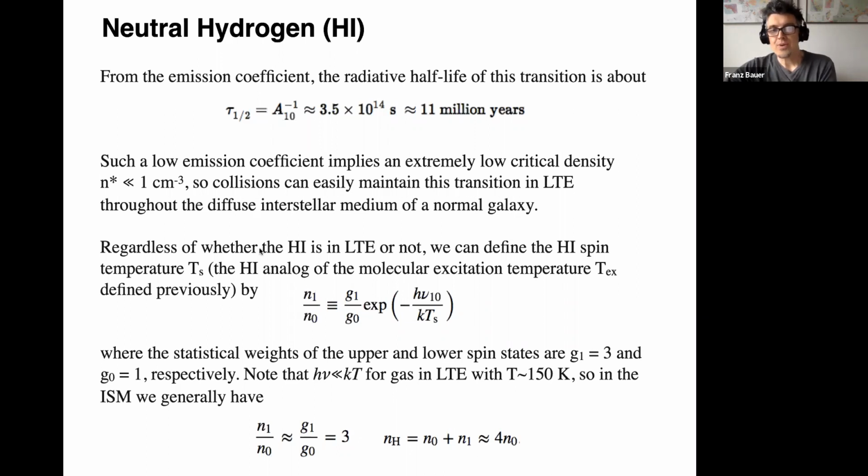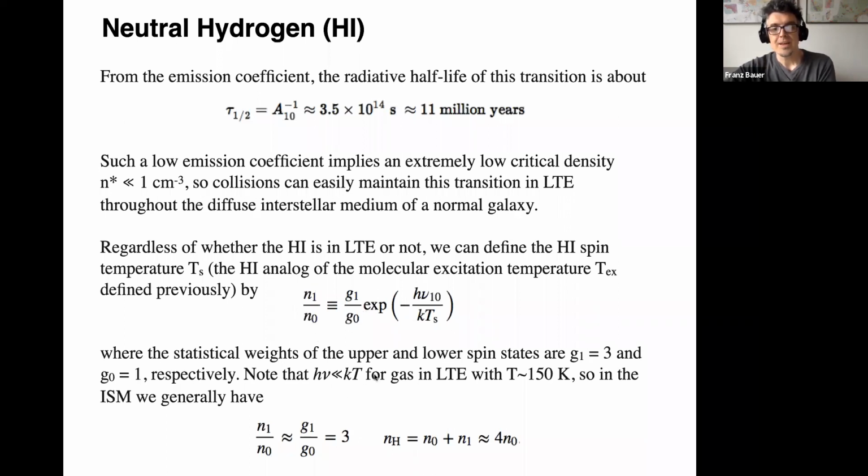So regardless of whether this neutral hydrogen is in LTE or not, basically you can define a spin temperature. And this is the analog of the molecular excitation temperature that we defined in the last class. Based on the Boltzmann equation, we have this ratio of the ground state versus the elevated state of the spin, and it's related to the statistical weights. And then this is the spin temperature now and the frequency. These statistical weights are the upper and lower spin states, and g1 equals 3, g0 equals 1 in this particular case.